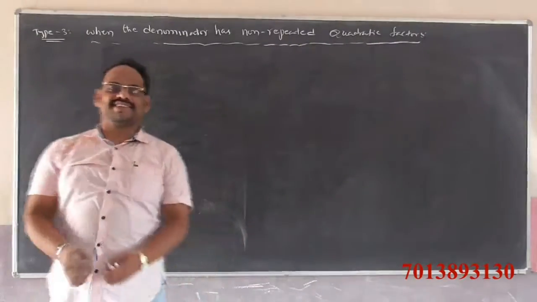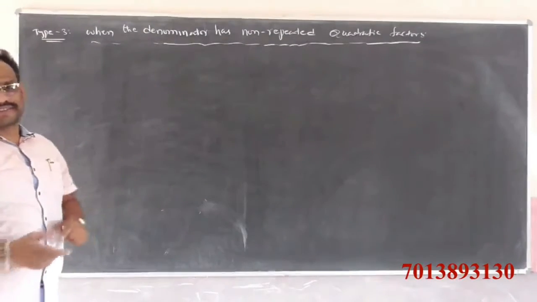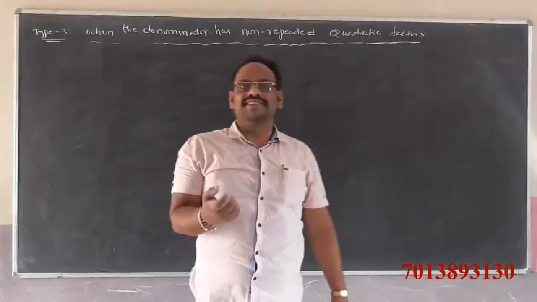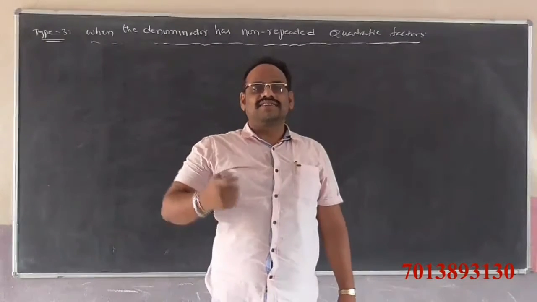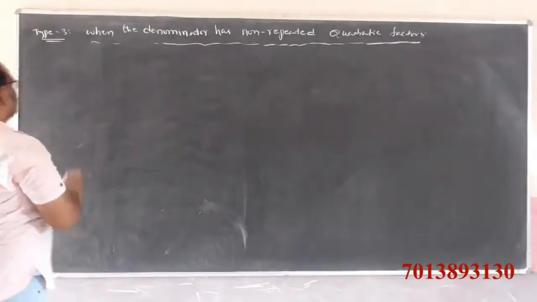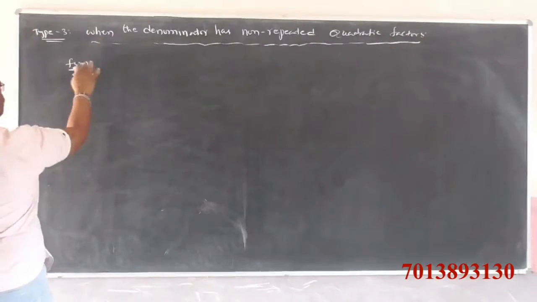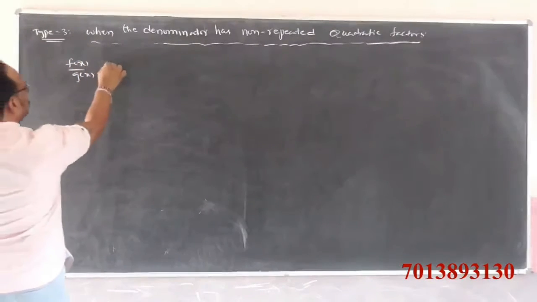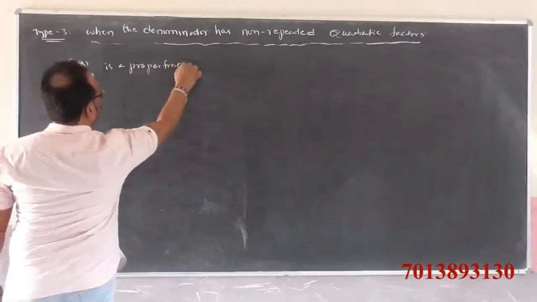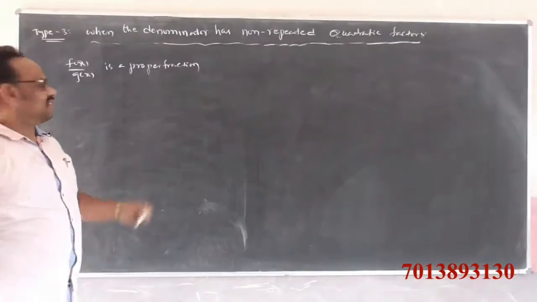When the denominator has non-repeated quadratic factors. If the denominator g of x of f of x by g of x has non-repeated quadratic factors, how to resolve into partial fractions means type 3. Observe here, f of x by g of x is a proper fraction.